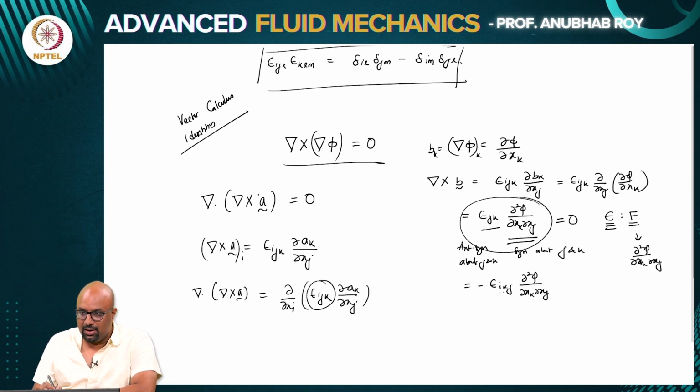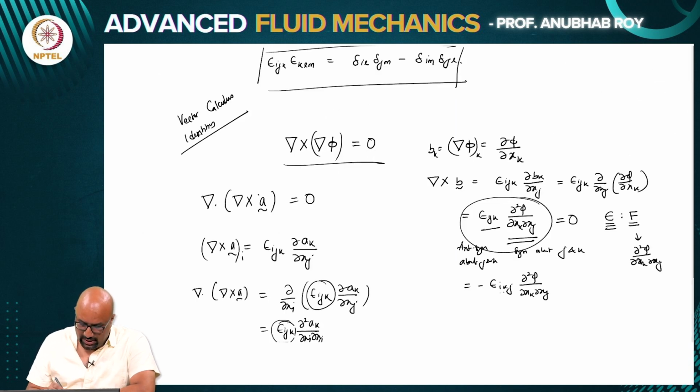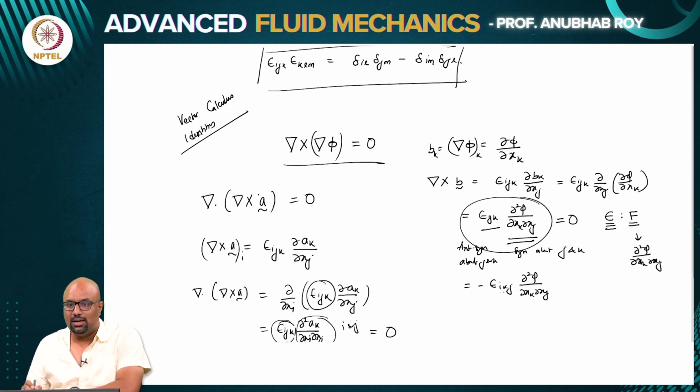Now, the permutation symbol is a constant tensor. It does not have any spatial dependence. So, I can take it outside the derivative and I am left with dou square ak dou xi dou xj. Now, epsilon ijk is antisymmetric about i and j, whereas this derivative is symmetric about i and j. So, once again I am dealing with a double contraction of an antisymmetric tensor and a symmetric tensor. So, it again turns out to be 0.